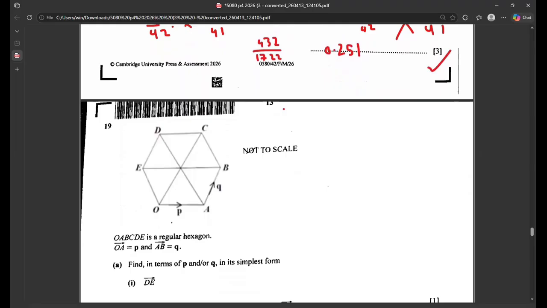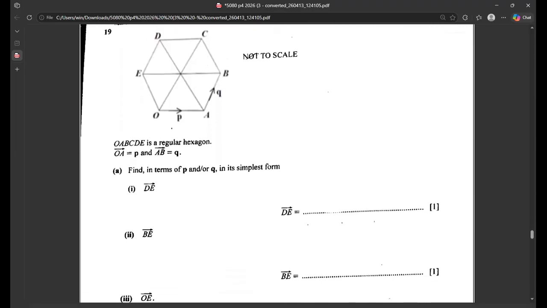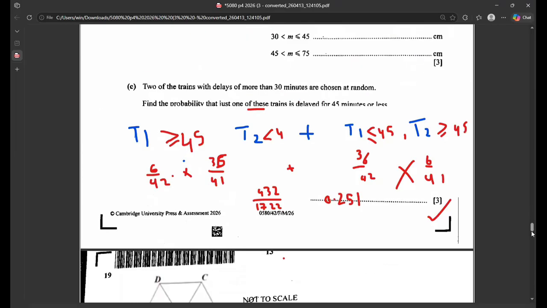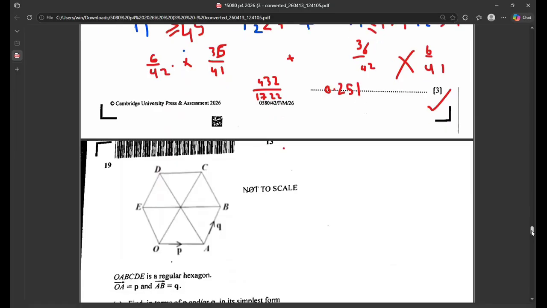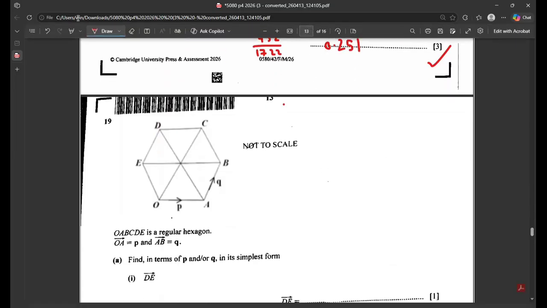Let's see the next: vectors, question on vectors. Okay, so in these vectors we have something like a hexagon. Here is a hexagon.